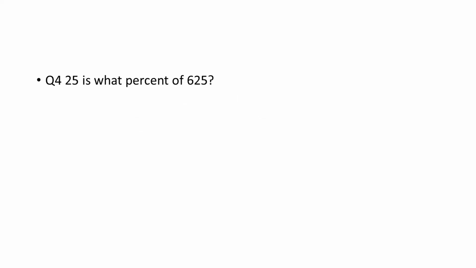Similarly, you can do this question also. You'll do 25 upon 625. That is 25 ones are 25, 25 twenty-fives are 625. That is 1 by 25. And you know that the value of 1 by 25 is nothing but 4%. Is it clear to you all? So this is the question you have to do and tell me the answer in the comment box.